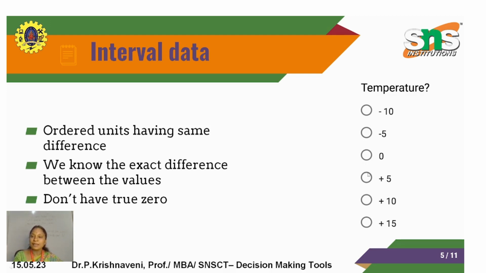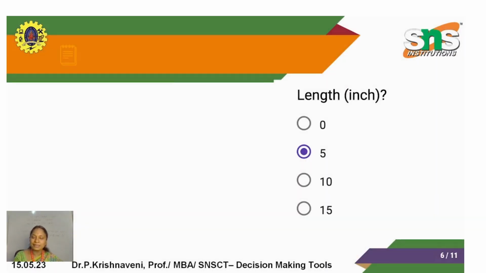For example, if we represent temperature as 0, it doesn't mean there is no temperature in a particular place. It also has some feeling, like it's very cold. Plus 5, plus 10, plus 15 is a little bit hot compared to 0. So 0 doesn't mean that there is no temperature. It is a temperature which also has some stillness in a particular place. So here we don't have a true 0 value. This is a very important thing that we have to note.